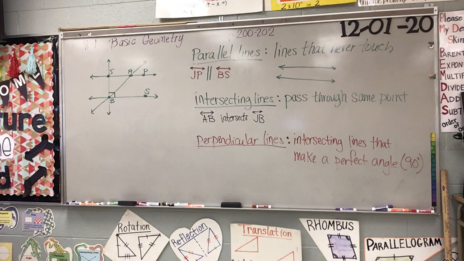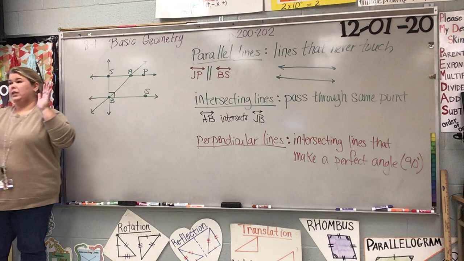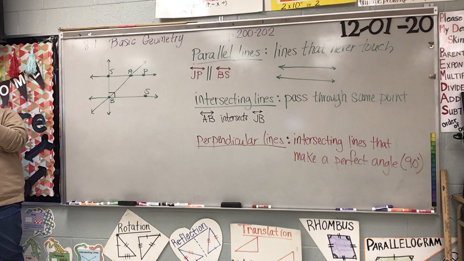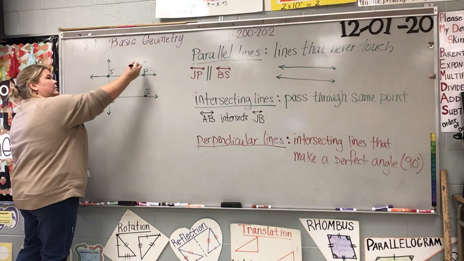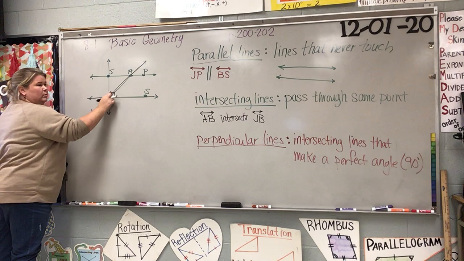Don't tell me the perpendicular lines I just gave you. Is there another one? Talk to me, Connor. BS and BA. I disagree, because that's intersecting. Look here. But does that give me a perfect right angle? No. It's got to be a right angle, perpendicular.